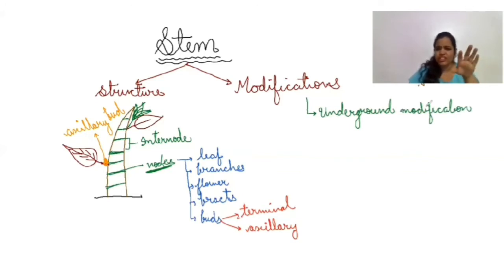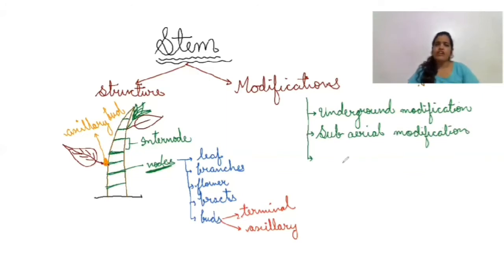Stem is a very easy topic, nothing much to worry about. Just the modifications are very important, and those are also very easy to learn once you become determined to learn them. So underground modification is the first type of modification. Then we have subaerial modification. And the last type we have is aerial modification. Very easy names, right? Half of the topic is done here on this one screen only, guys. Now we just have to discuss these three types of modifications and their examples.